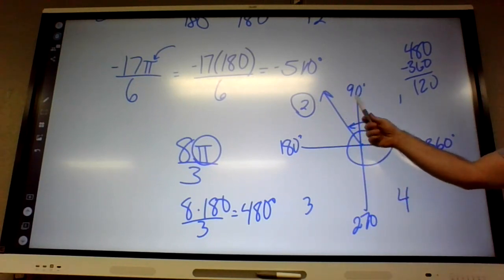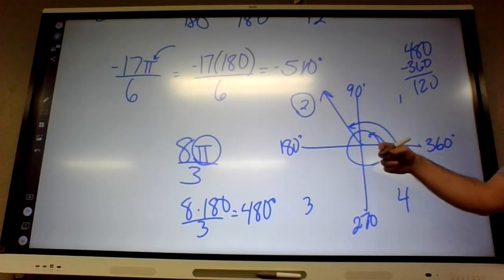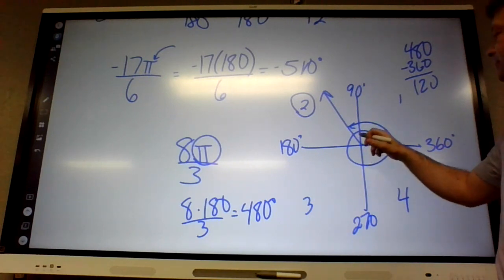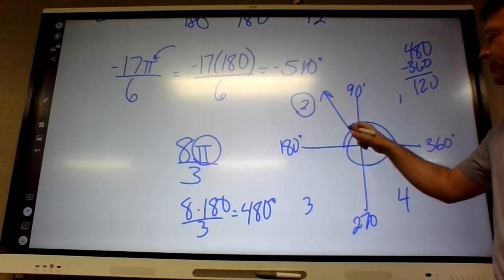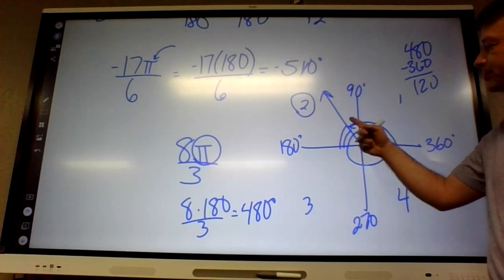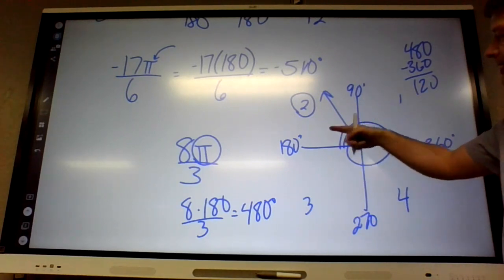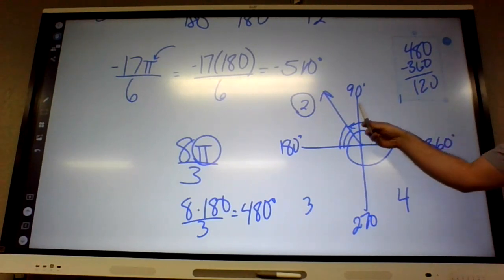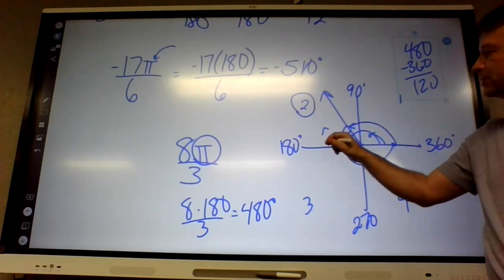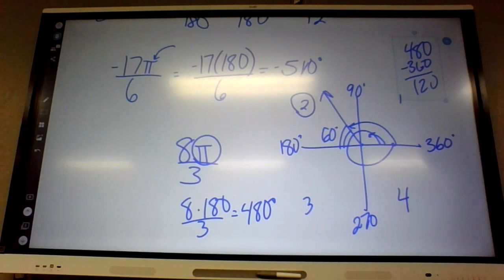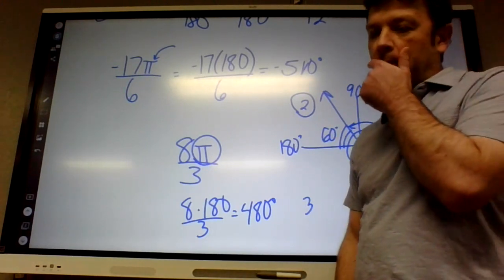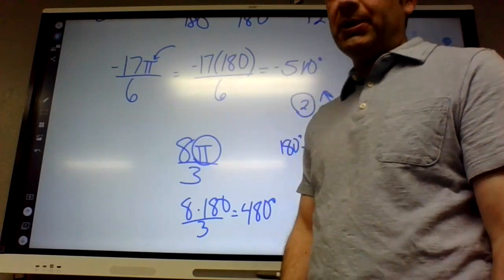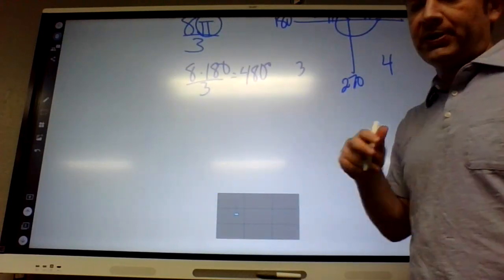Remember we had to draw it a lot of times, and then find the reference angle. You guys remember how we found the reference angle? Basically, we figured out what the angle was between the terminal side and the x-axis, how far it was from the x-axis. So how far is 120 away from 180? 60. That's the reference angle. Yahoo.